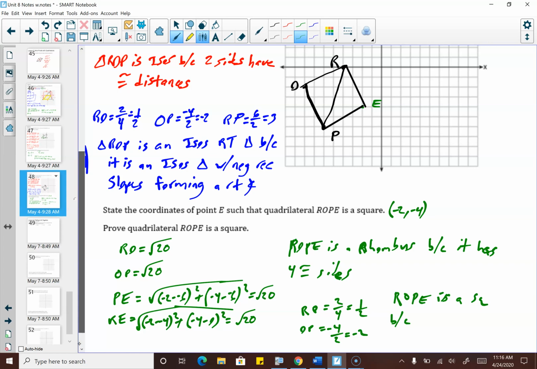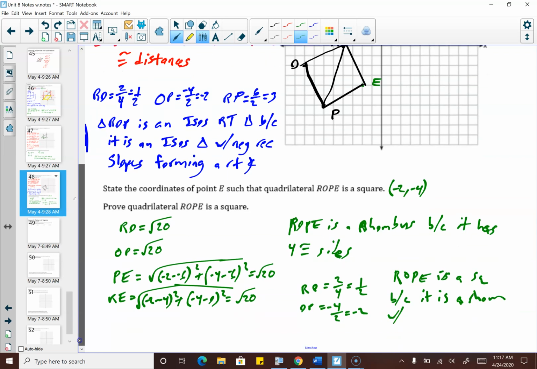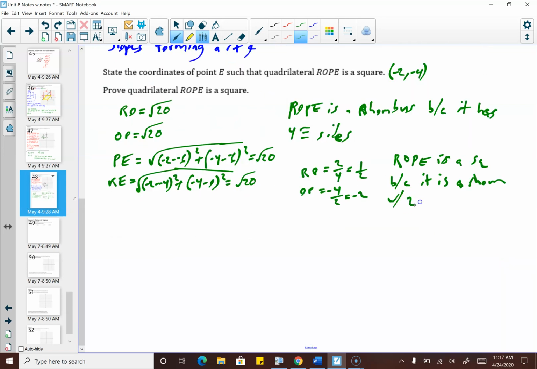now, again, we proved it's a rhombus, so we need to mention the rhombus in our explanation. So is a square because it is a rhombus with, get myself some more space here, with two sides having negative reciprocal slopes forming a right angle. Okay, so once we prove it's a rhombus, and we prove that it's got a right angle, it becomes a square.